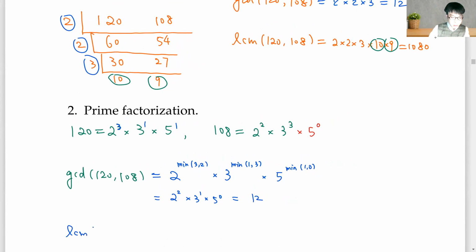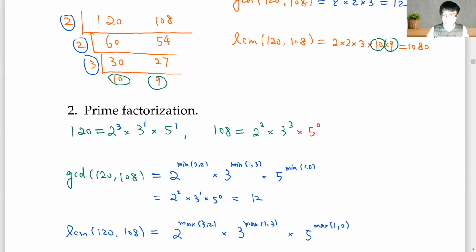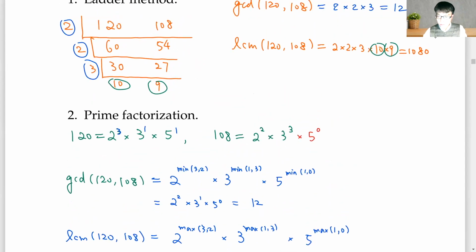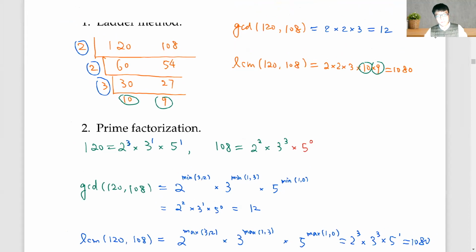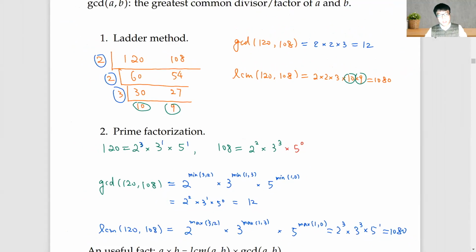LCM of 120 and 108. Still we have 2, but here we have a max. We have the max of 3 and 2. Max of 1 and 3. Max of 1 and 0. So accordingly, we can write this as 2 cubed times 3 cubed times 5, right? So in total we got 1080. That's the GCD and LCM. So this one is based on prime factorization.